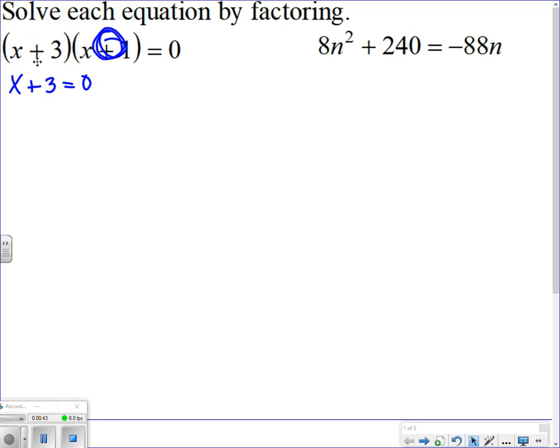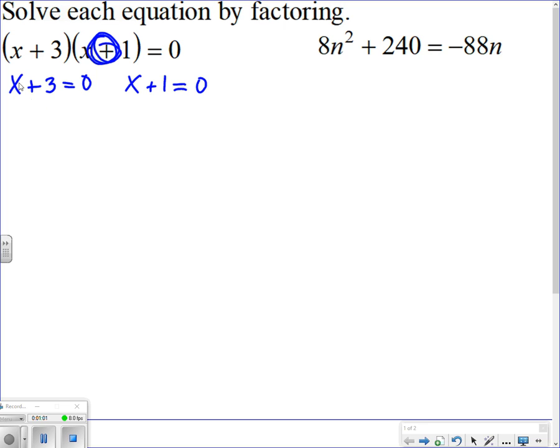Now, what is 0 is over here. All of this times 0 will give you 0. So what's underneath here should be equal to 0. So that is x plus 1 is equal to 0.